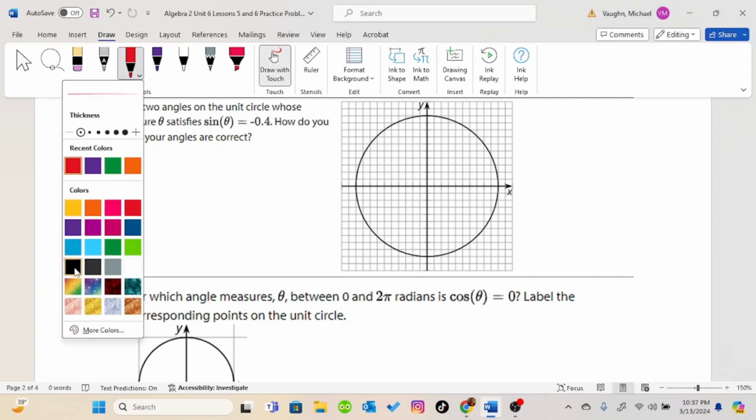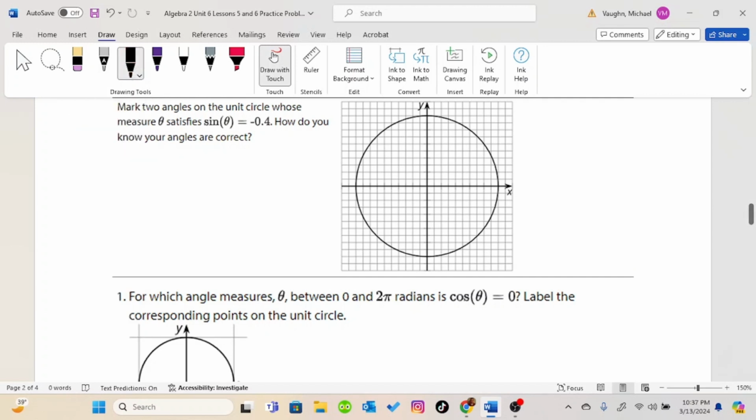So the first thing I want to point out, if we have a unit circle and we draw our right triangle, we have angle theta. Remember that this is our x value, how far it goes over, and this is our y value, how far it goes up, and our hypotenuse is always 1.